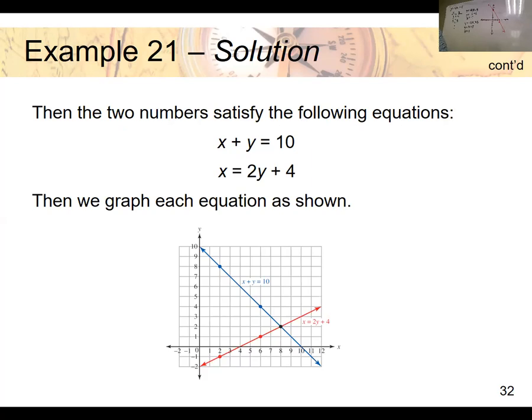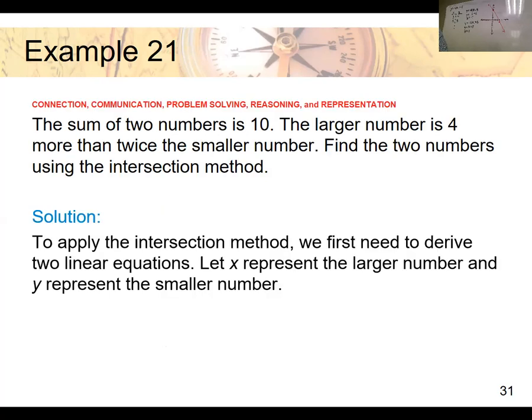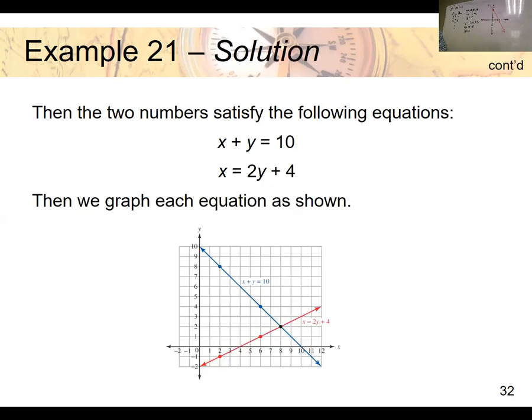Now I'm going to go back to this other slide so you can see the larger number, which is x, is 4 more than twice the smaller number. Can you ask why they're necessarily larger and smaller, or is it just arbitrary? It's arbitrary. They're just choosing that. They're letting x be the larger number. So x will be equal to 4 more than 2 times the smaller number, which is y. So you have x equals 2y plus 4.